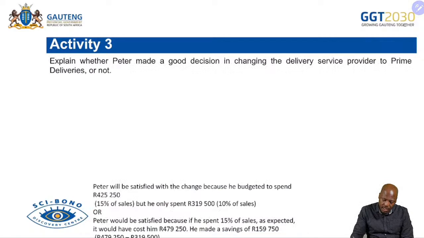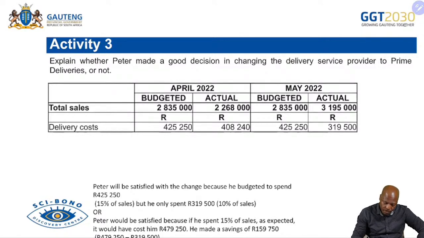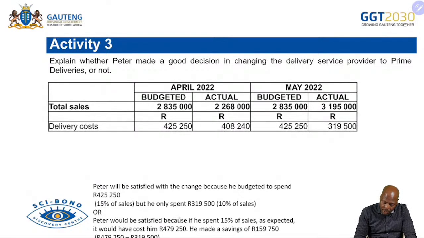Explain whether Peter made a good decision in changing the delivery service provider to Prime Deliveries or not. Okay, here's our information. All right, so in this case, we'll now say, did Peter make a good decision? So Peter would be satisfied with the change because this is what he had budgeted to spend, but he ended up spending 319,500. You can see that one. There is the 319,500. Okay, remember the change is happening in May. So here is his budget, which is 425,250, but he ended up realizing 319,500.